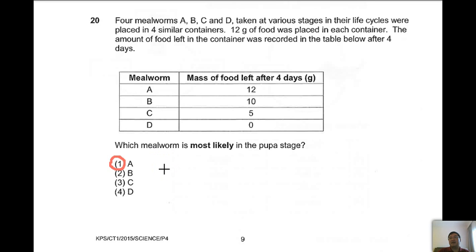Hope you understand that. This one is a bit tricky. Some pupils answer D because they thought that no food is taken in by D, therefore this must be the pupa because this is 0 here. Alright, take a look. The trick here is the amount of food left. If the amount of food is the same, it means nobody touched it. The pupa can't touch the food. Hope you understand.